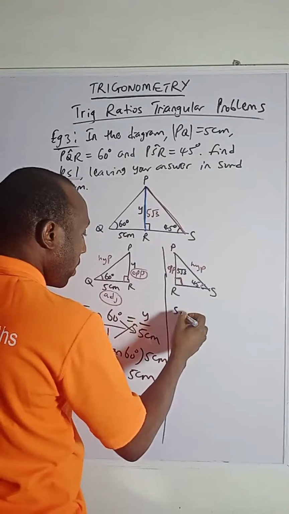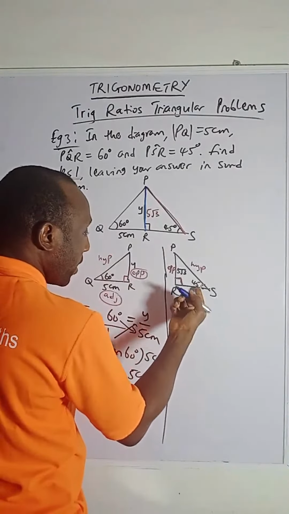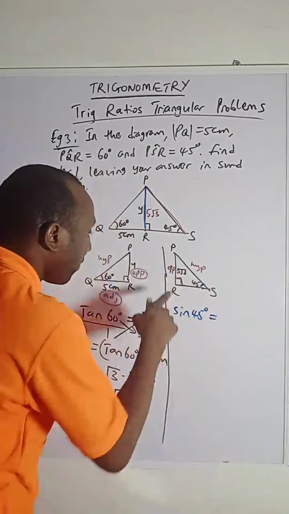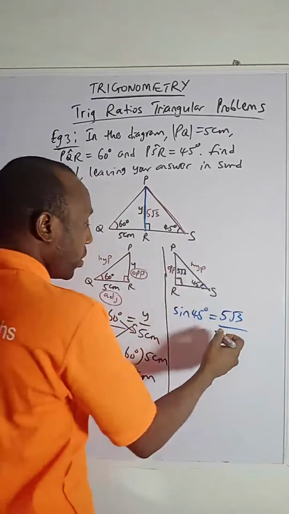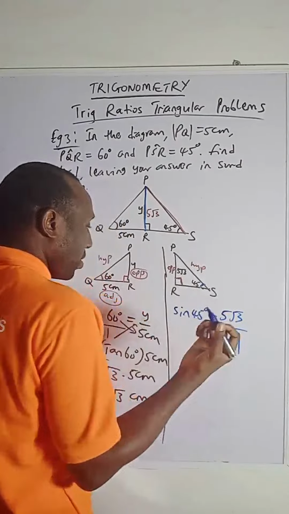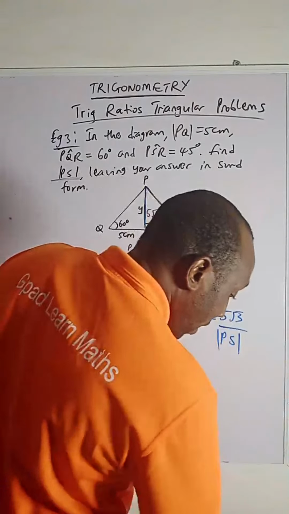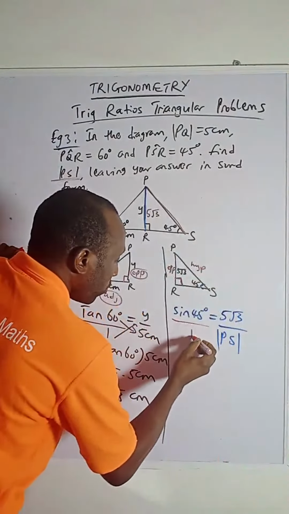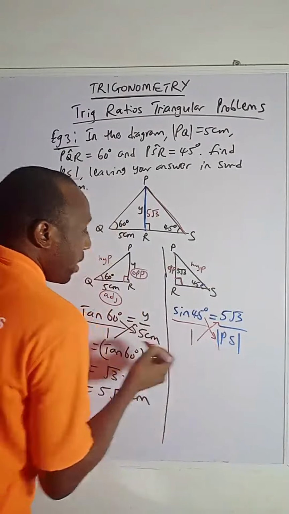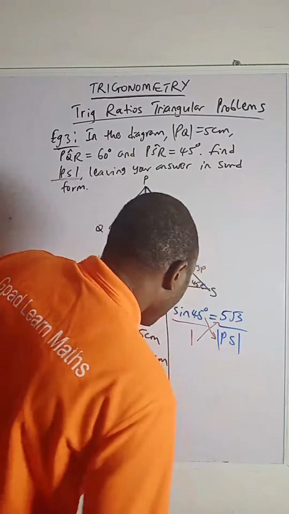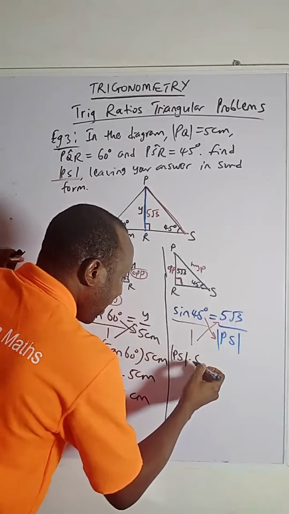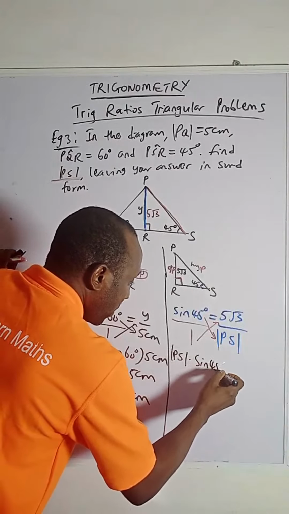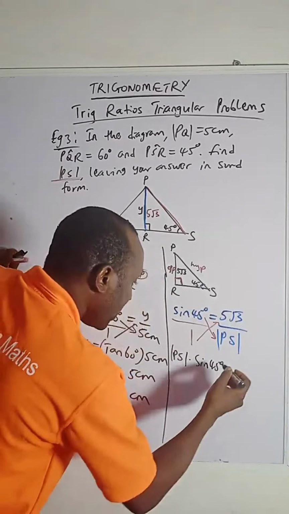So sine theta, that's the angle here, which is 45 degrees. Sine 45 degrees is equal to opposite, which is 5 root 3, as you can see, over the hypotenuse, which is PS. Let's just say PS, by the way. You can call it another letter, but we don't always have to do that. So when I cross multiply, I will have that PS times sine 45 degrees. Hope you can see what I'm writing. Is equal to what?